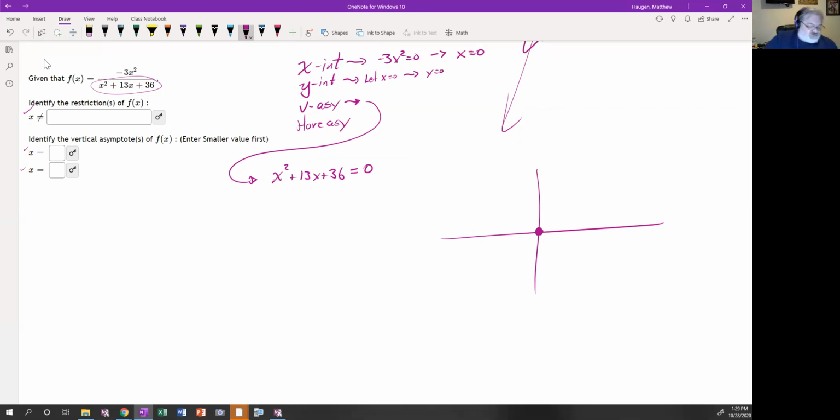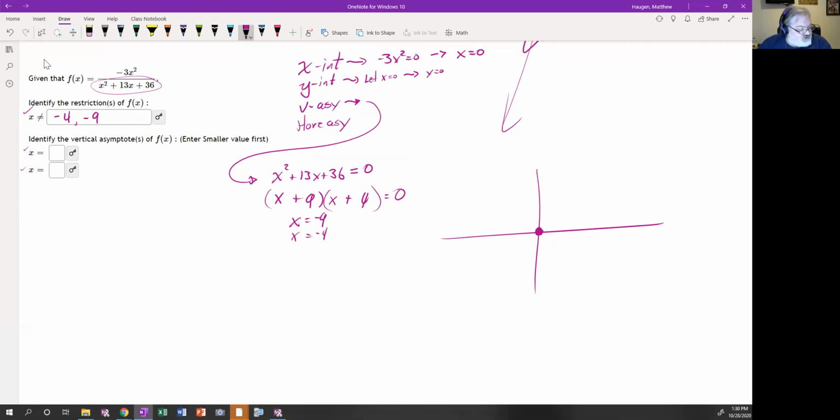And we've got to solve this with whatever tools we can solve it with. So hopefully we can factor it. What things multiply to make 36? A 12 and a 3, but I think the 9 and the 4 are going to make the 13. So 9 and 4. So your domain restrictions: x can't equal -9 and x can't equal -4. So -4 and -9 are those domain restrictions.